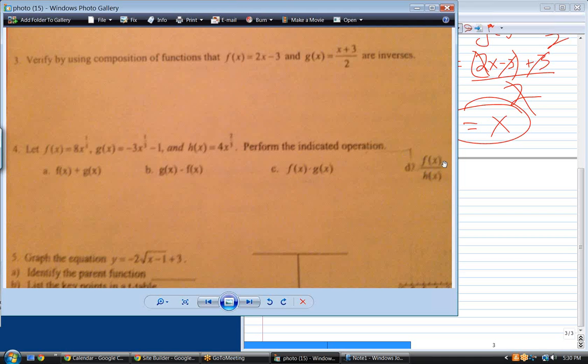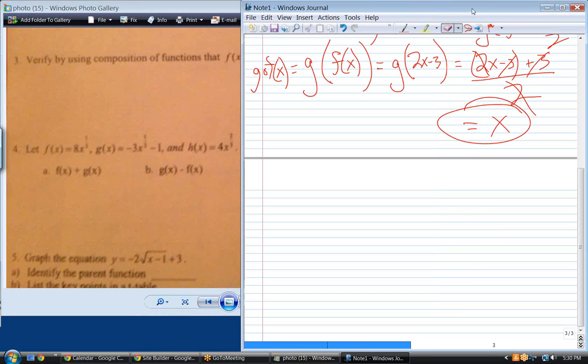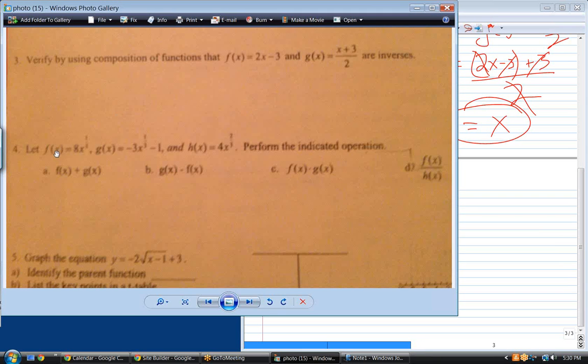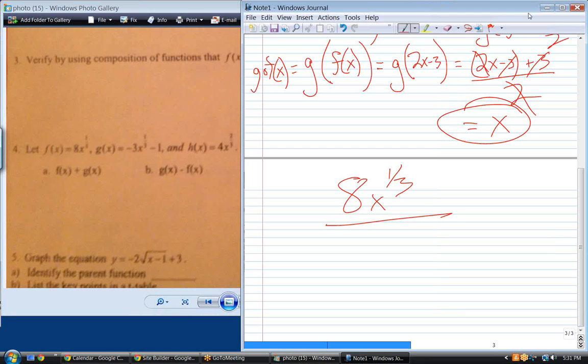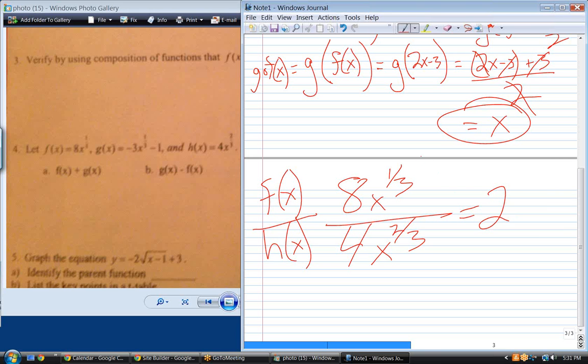Let me just test you on one of them. Is this 8x to the 1/3? Yeah, 8x to the 1/3. So what is 8x to the 1/3 divided by, I want to do f of x over h of x, so 4x to the 2/3? What's that equal to? In other words, that's f of x divided by g of x, or h of x. Wouldn't it just be 2x to the 1/3 minus 2/3? What's 1/3 minus 2/3? Negative 1/3. So it's 2x to the negative 1/3.